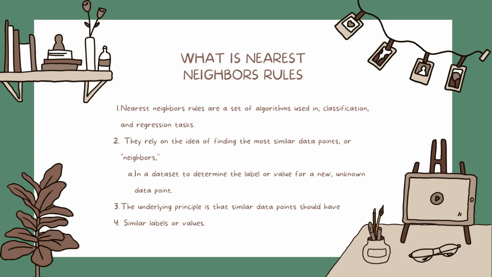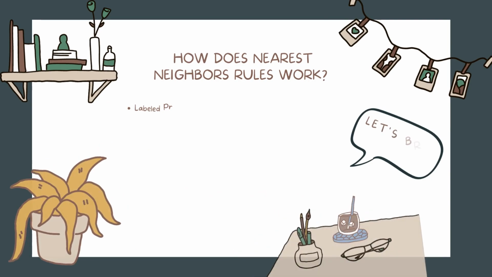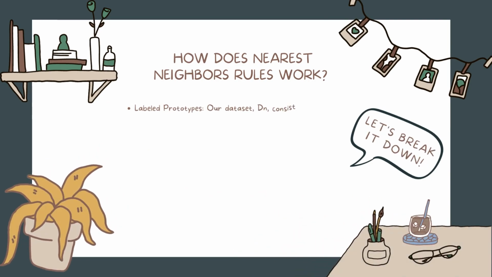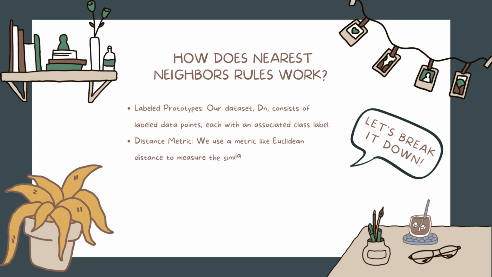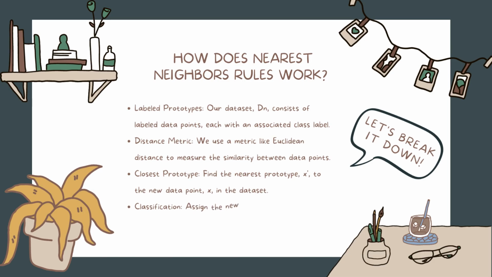Now, let's dive deeper into how NNR works and its various applications. The nearest neighbor rule involves finding the nearest labeled data point in a dataset, represented as x_n, to classify an unknown data point, represented as x. By measuring similarities like Euclidean distance, we predict x's label based on the closest neighbor's label. It is a simple yet effective method in classification.